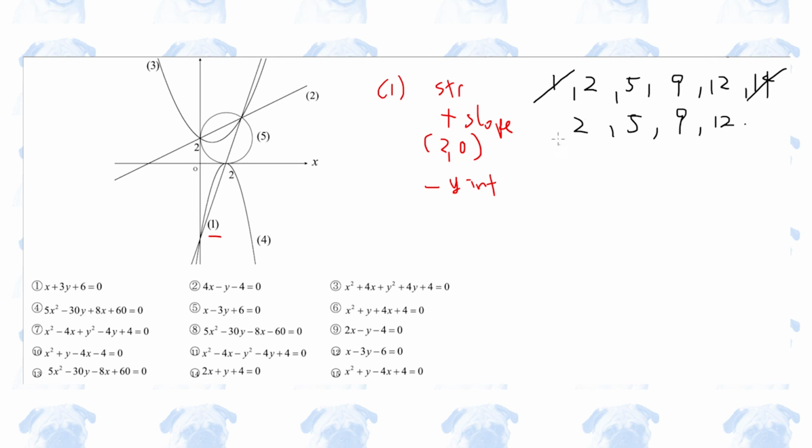So let's start with number 2. 8 minus 0 minus 4. Wrong. Number 5. 2 minus 0 plus 6. Wrong. 9. 4 minus 0 minus 4. Correct. So number 1 must be 9.